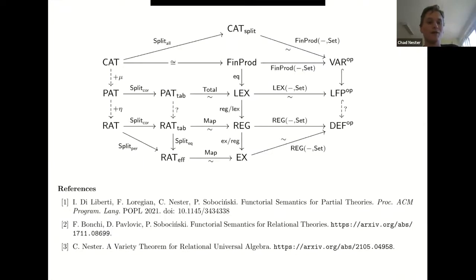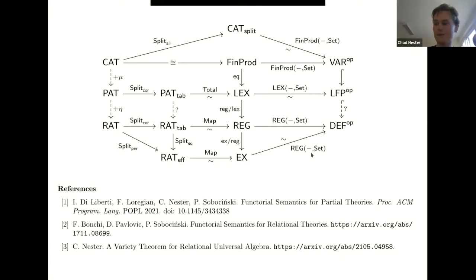This is based on three papers, one published, two not. The first is called Functorial Semantics for Partial Theories, with Ivan Di Liberti, Fabio Gadducci, and Paweł Sobociński, in POPL this year. And there are two more you see here, about functorial semantics for relational theories, and one about the variety theorem for that notion of theory, that you can find on the arXiv if you're interested.